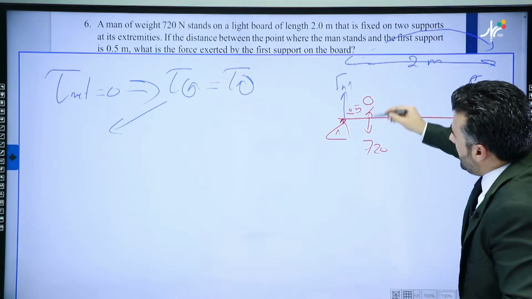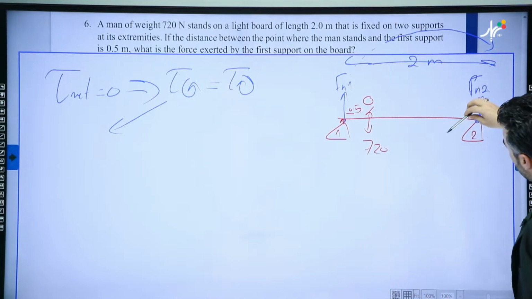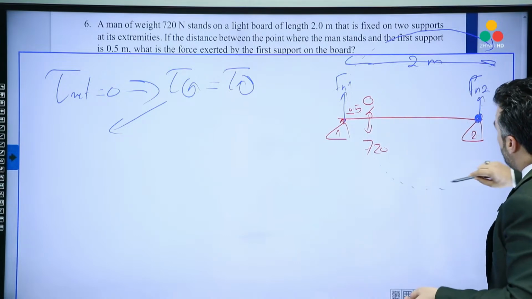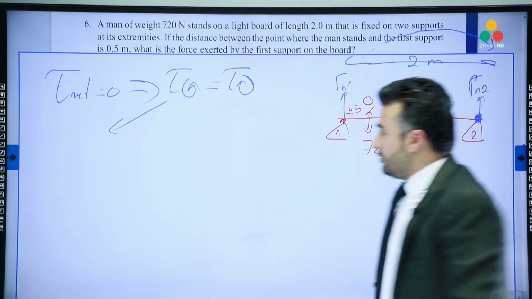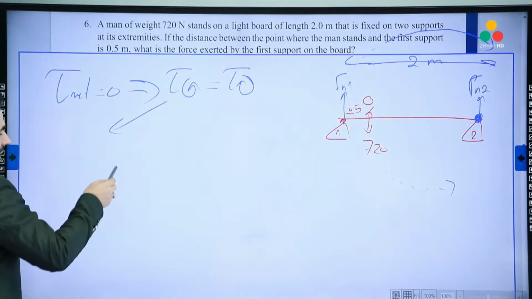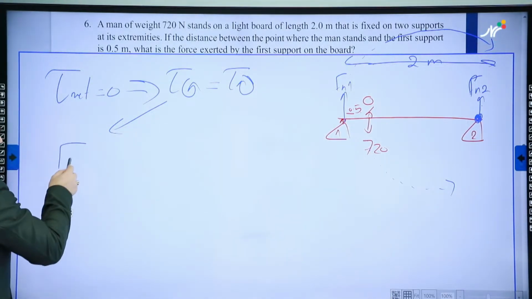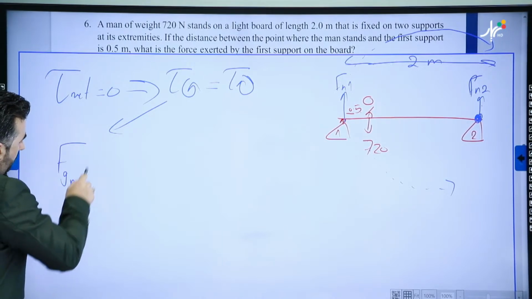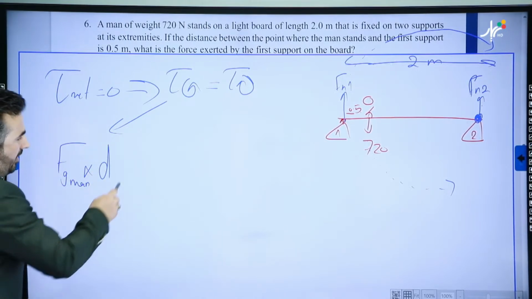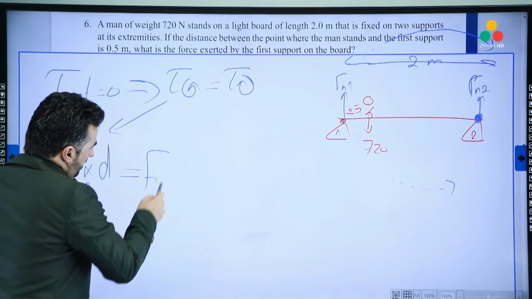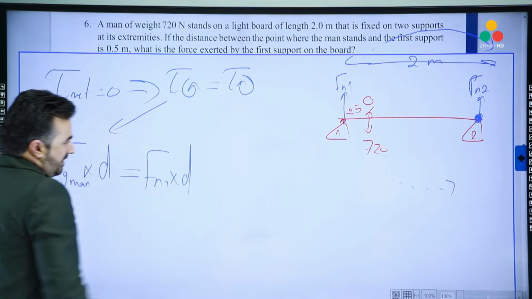What about the one exerted by the man? You could do this if you move this one downward. And of course, it will go like this. And this is, of course, counterclockwise. So the one that is counterclockwise is going to be the one by the man. So Fg of the man multiplied by the distance is equal to the force that is exerted by the first support multiplied by the distance.